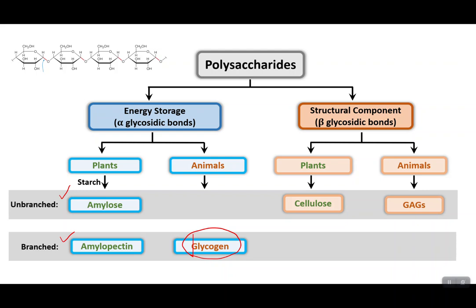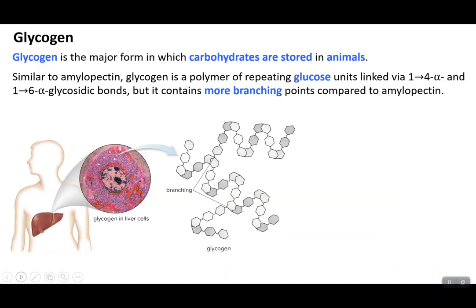Glycogen is going to be a polysaccharide. So let's look at the energy storage molecule in animals. Glycogen is the major form in which carbohydrates are stored. We do not store carbohydrates as monosaccharides nor as disaccharides. We store them in these glycogen polysaccharides. They are similar to amylopectin.